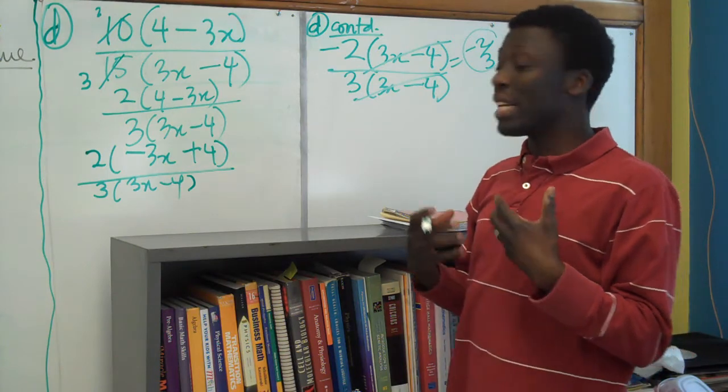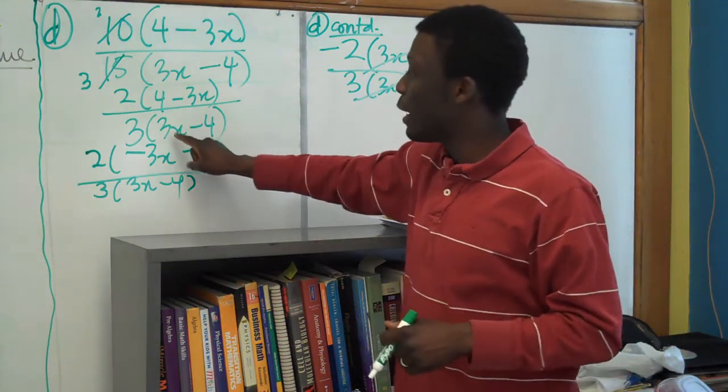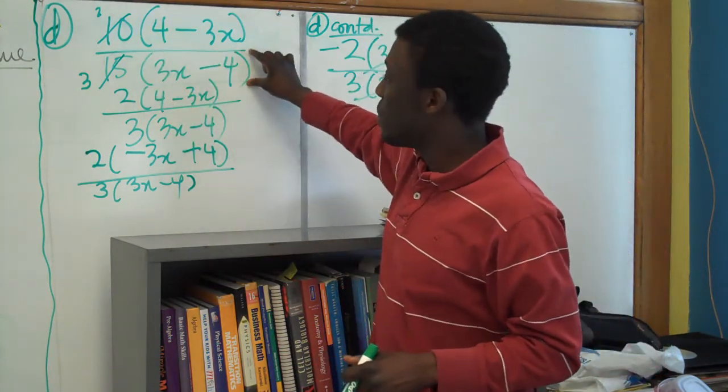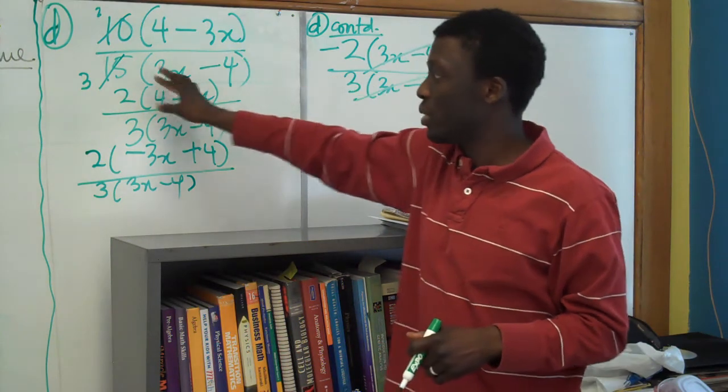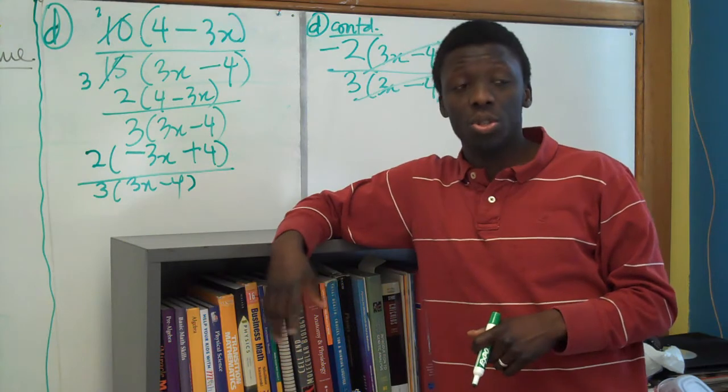If they asked you to find the exclusion value for this, all you would do would be to simply set the denominator equal to 0. So 3x minus 4 is equal to 0, or 3 into 3x minus 4 equal to 0, and then you solve for x. That would be the exclusion value.